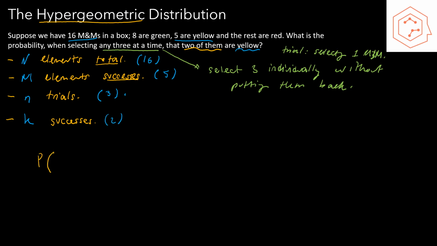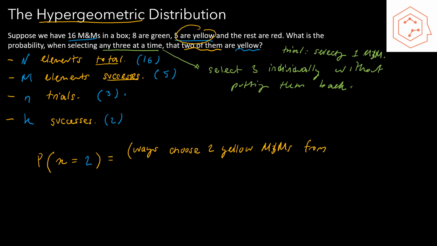So the probability P of x in this case is going to equal 2. So P of x is equal to k. We can replace k with 2. So we'll look at this particular example first, and then we'll generalize. P of x equals 2 is equal to the ways that we can choose 2 yellow M&Ms from the group of 5 total, and then multiplied by the ways to not pick yellow once, since we have 3 trials.